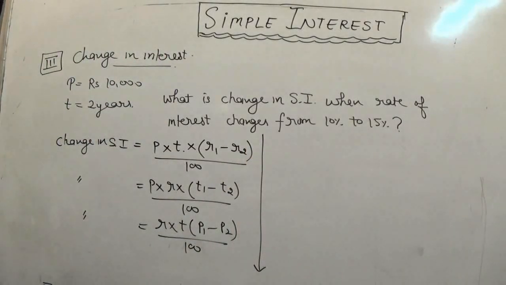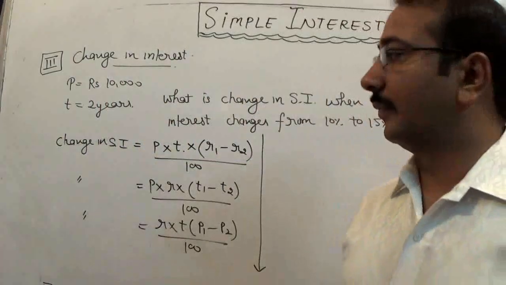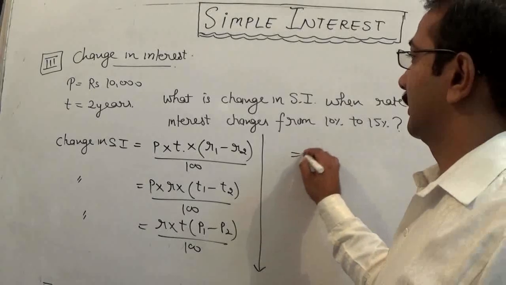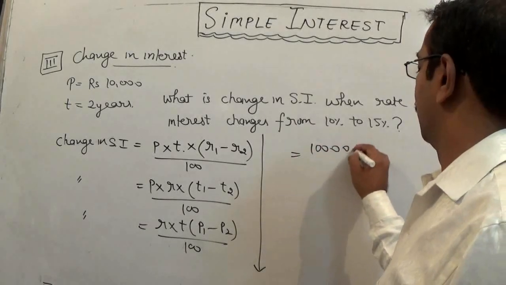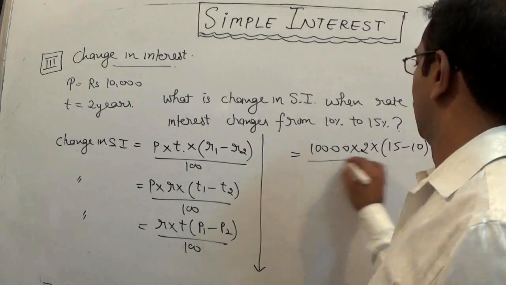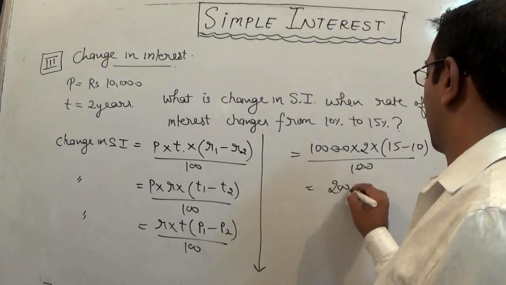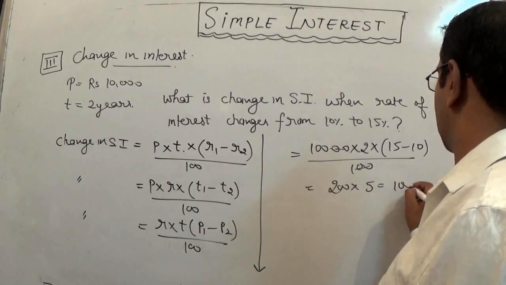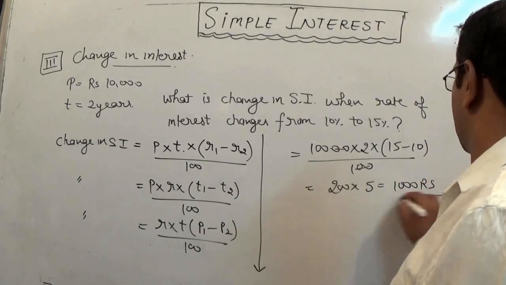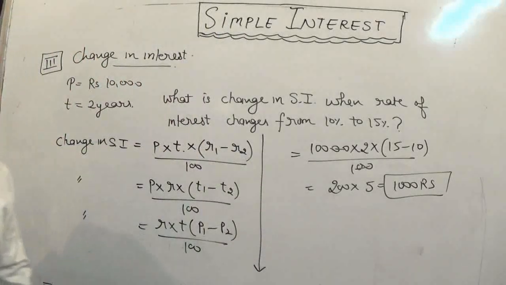Now for this question, I have to find the change in simple interest. The rate of interest is changing from 10% to 15%, so I will simply take 10,000 as the principal, 2 as the time, and the difference is (15 minus 10) upon 100. Just solve it: 200 into 5, and the answer is equal to 1000. So I can say the change in the simple interest will be rupees 1000.